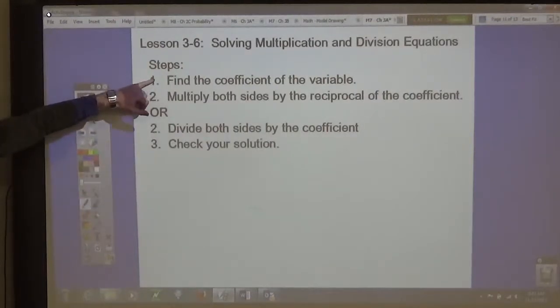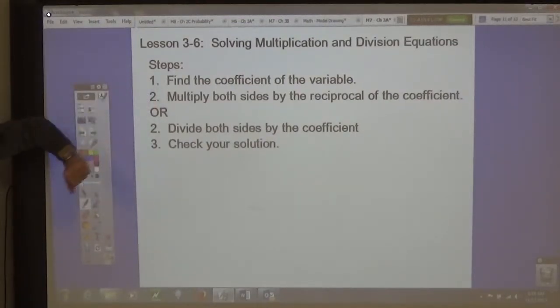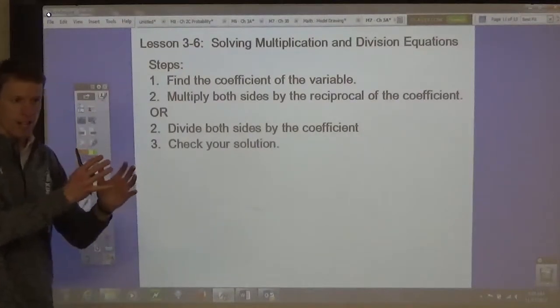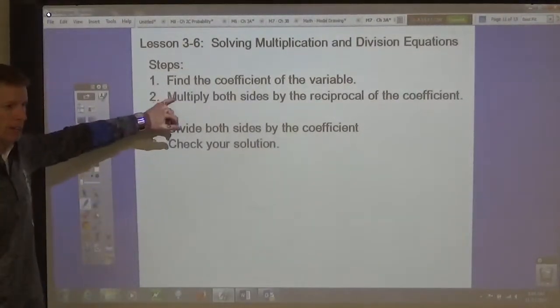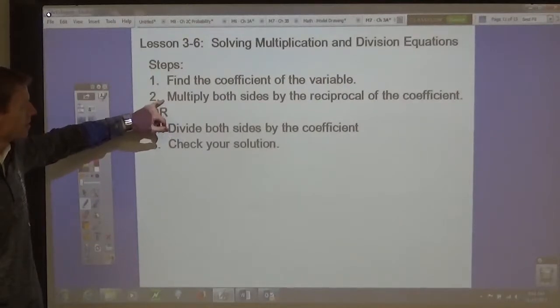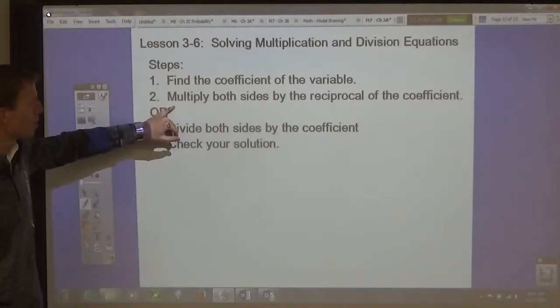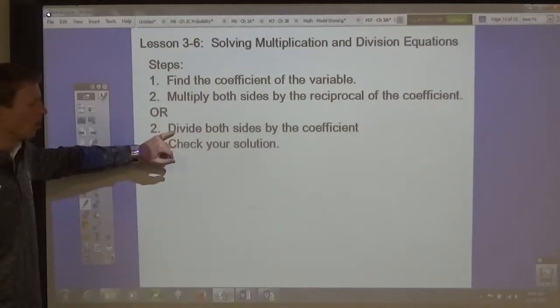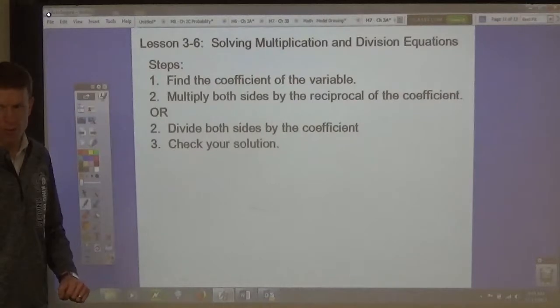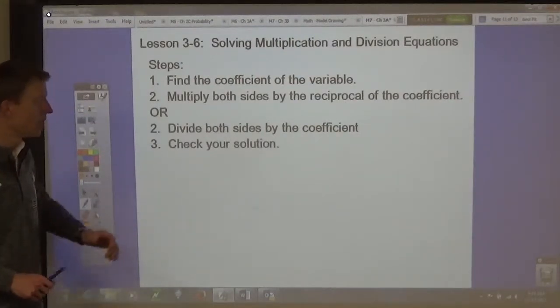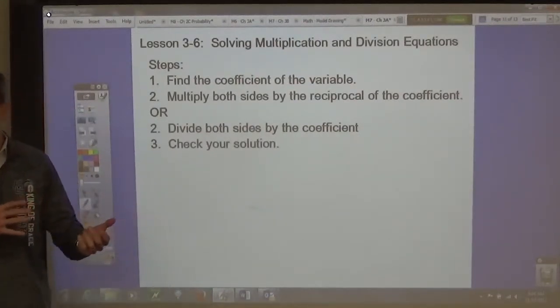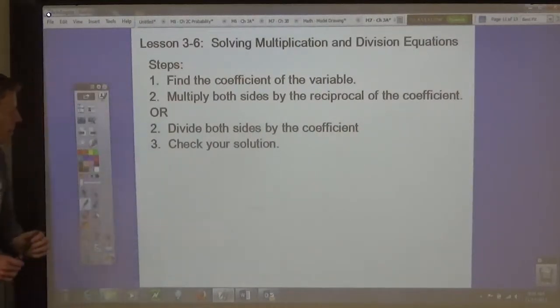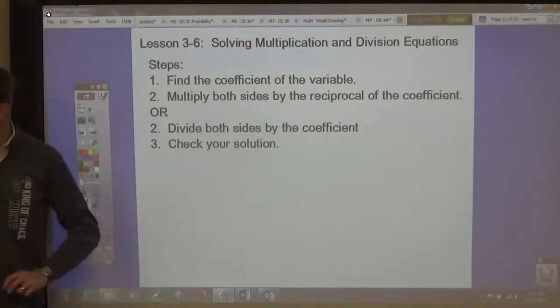With an equation, solving means that you get the variable by itself. So using the rules of solving, we have to get the variable by itself on one side. To do that, we're going to multiply both sides by the reciprocal of the coefficient of the variable, or divide both sides by the coefficient, which is kind of the same thing. Both of them give you the same result. They give you one of the variable left. And then we can check your solution.